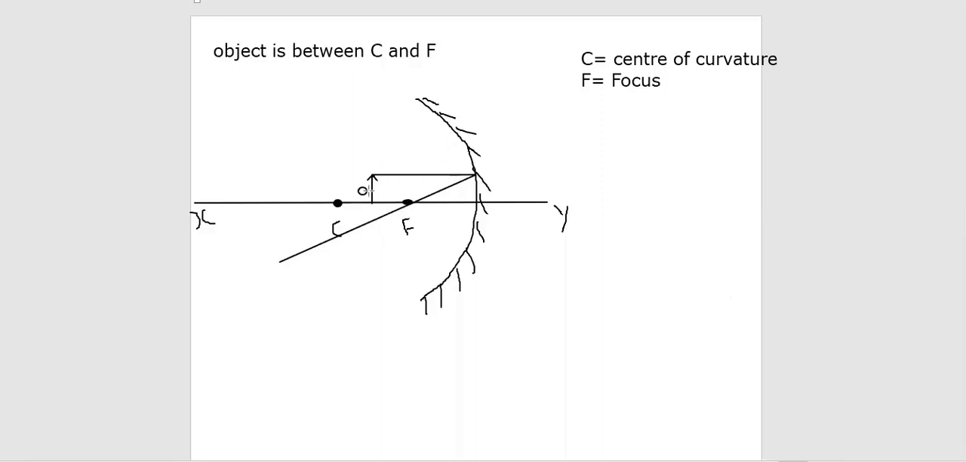Then now another ray is coming from here. It is touching the focus, and it is hitting a concave mirror. After hitting a concave mirror, it will travel parallel to the principal axis, and then it will leave away. Understood?